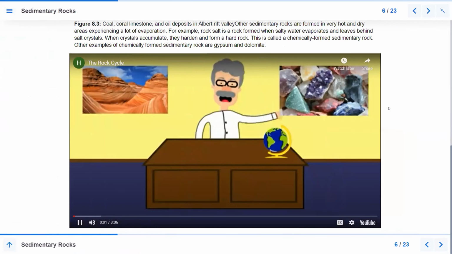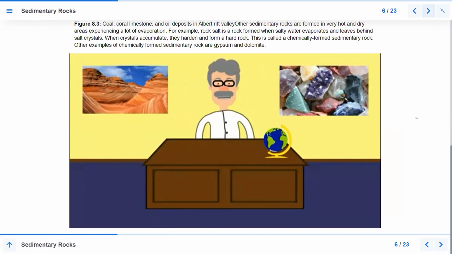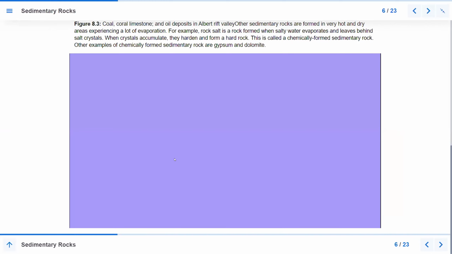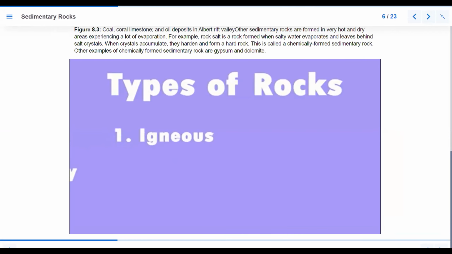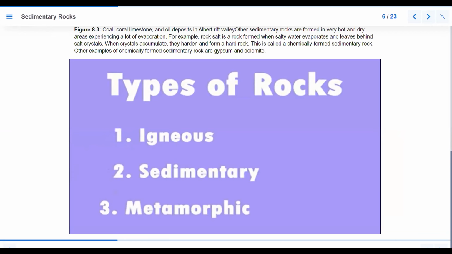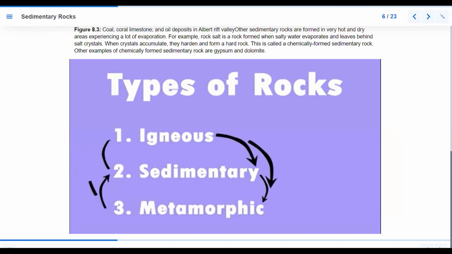Hi, my name is Thor Robertson. Today I'm going to be teaching you about the rock cycle. First, you need to know about the 3 different types of rocks: igneous, sedimentary, metamorphic. Each of these rocks has a unique way of forming and can even transform into one another. Now, let's start by explaining how igneous rocks form.